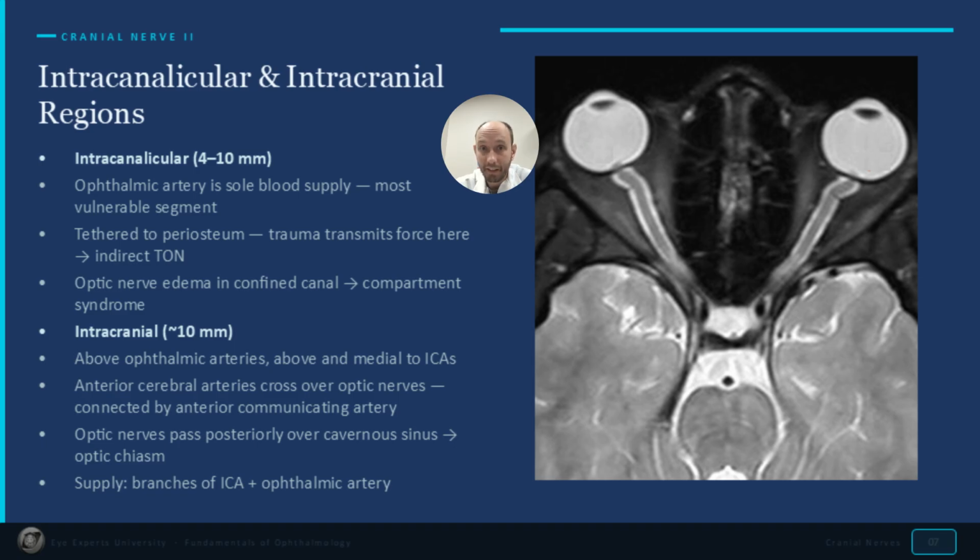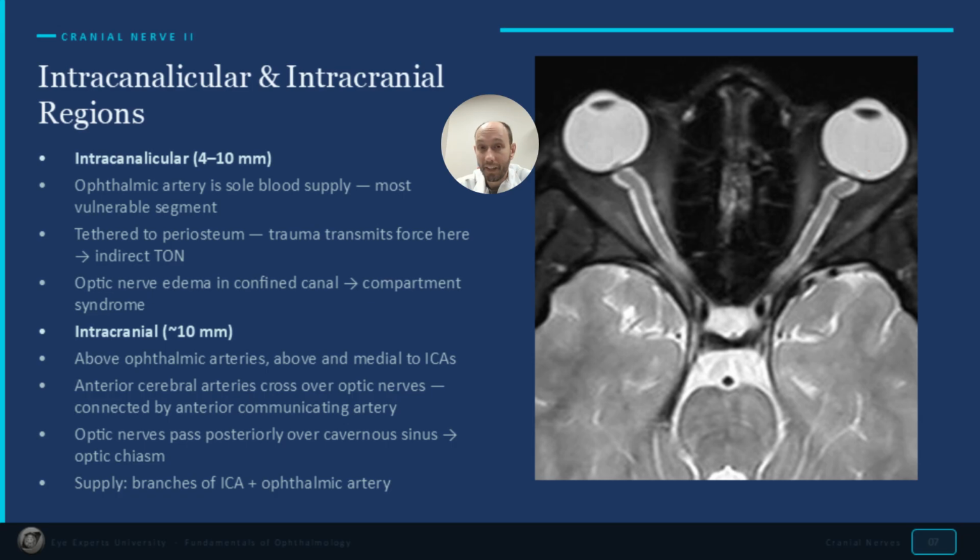Once the nerve exits the canal, it has much more blood supply from the anterior communicating and the anterior cerebral arteries, which lie over the optic nerve. Therefore, when you get an aneurysm in one of those, it can cause optic nerve compression.